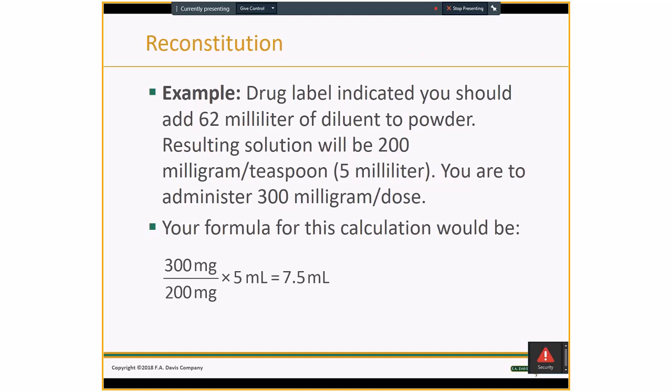I would take the 300, which is the dose ordered right there. So that's why you have the 300 on top, because you always put what's ordered on top. And then the 200 is what you have. So you do the 300 divided by the 200, and then the quantity is the 5. So it's basically the same thing we were doing already. It's just adding one more little step as far as knowing what your diluent ends up being, what the dose of that is, or the concentration.